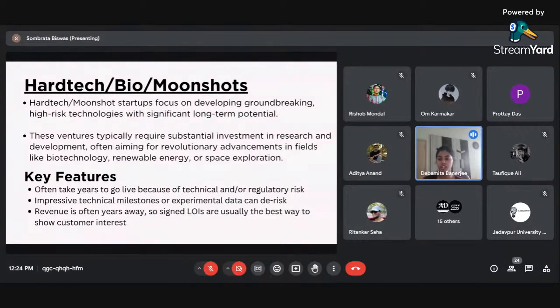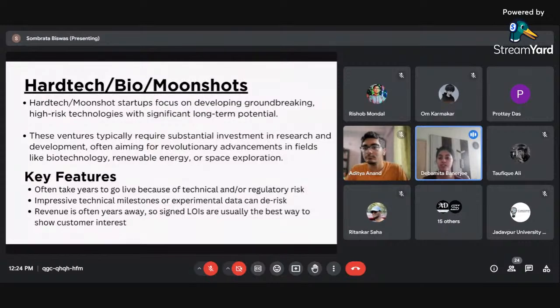So even if you don't get the entire product, if you start achieving step-by-step milestones or get data that can prove whatever you're saying could be right, then it can help you gain funding or help you gain consumer approval, so to say. Revenue is often years away, so signed LOIs are usually the best way to show customer interest. Revenue is years away because you might not have finished your products. But signed LOIs are letters of intent.